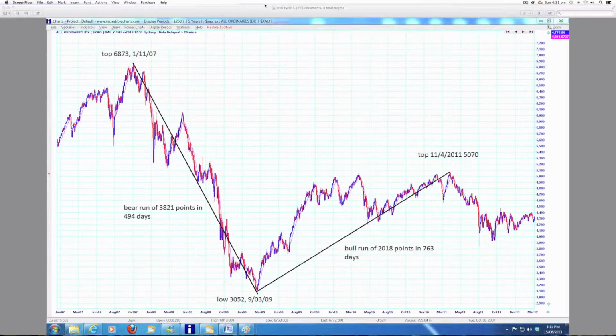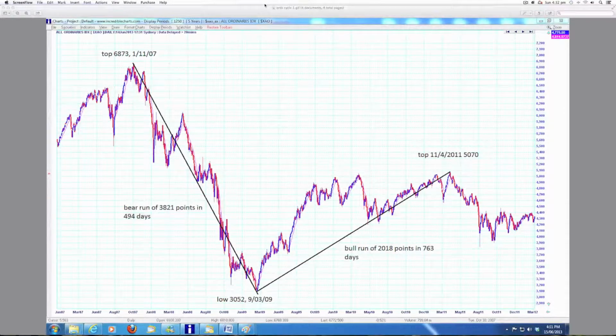This first chart is basically from the 2007 top, before we had the major bear run down to March of 2009. We did 3,821 points in less than a year, less than a year and a half, 494 days, to a low of 3,052. I need you to write these numbers down because the next couple of charts going over will show you how they predicted major turns in the future.